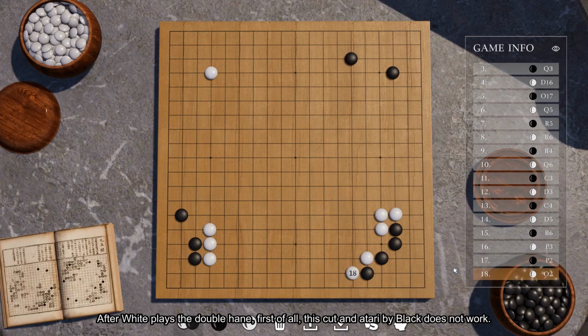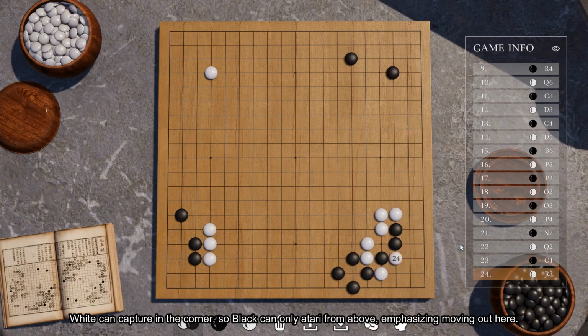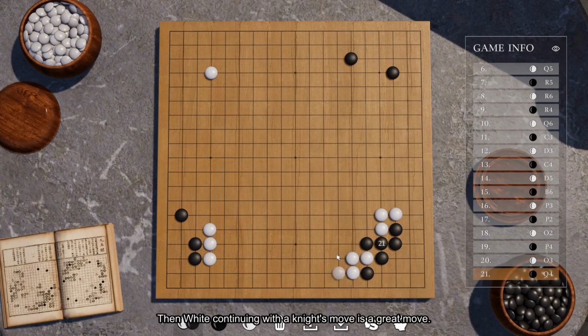After white plays the double hang, first of all, this cut and Atari by black does not work. White can capture in the corner, so black can only Atari from above, emphasizing moving out here. Then, white continuing with the knight's move is a great move.